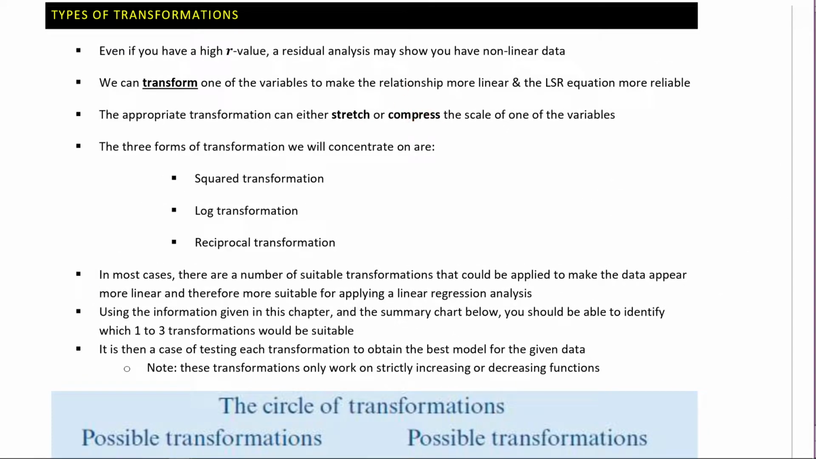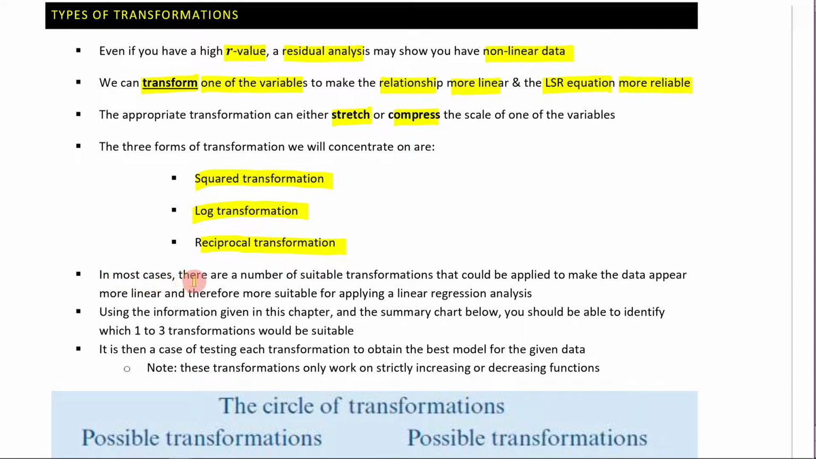Okay, let's read through these notes now to get a better understanding of what I'm talking about. So it says, even if you have a high R value, a residual analysis may show you have non-linear data. We can transform one of the variables to make the relationship more linear and the least squares regression equation more reliable. The appropriate transformation can either stretch or compress the scale of one of the variables. The three forms of transformation we will concentrate on are squared transformations, log transformations, and reciprocal transformations.